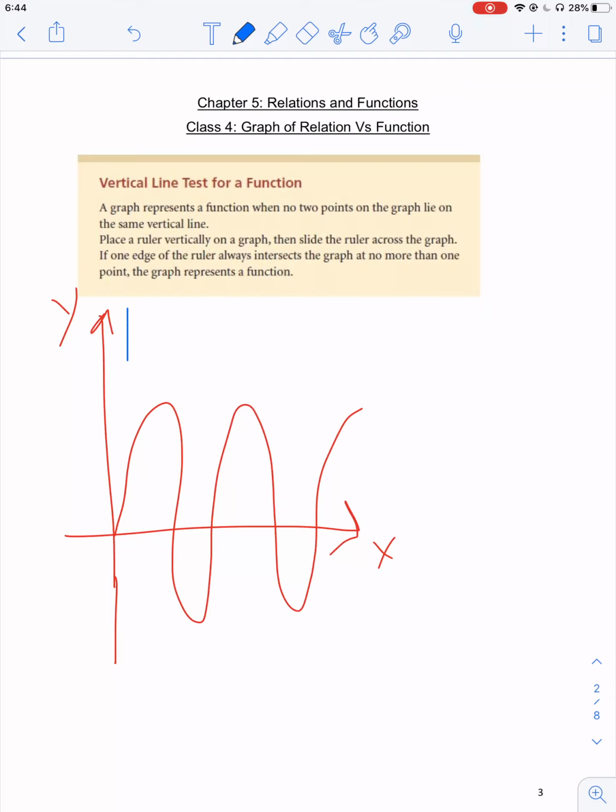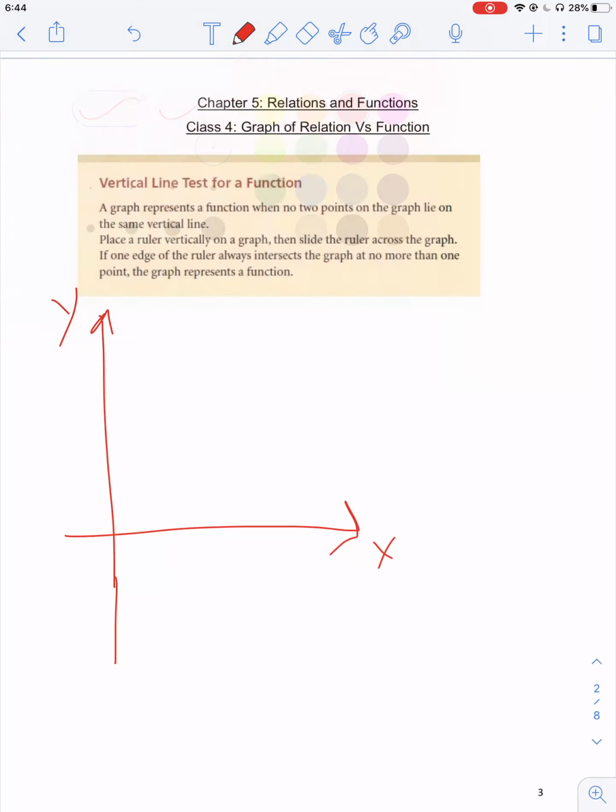It's like placing your ruler on the graph like this, and then moving the ruler. I can't really do it up here, but move it and see if there's a point in the graph where... maybe my graph isn't drawn properly. Let me draw this a little better. Something like this.